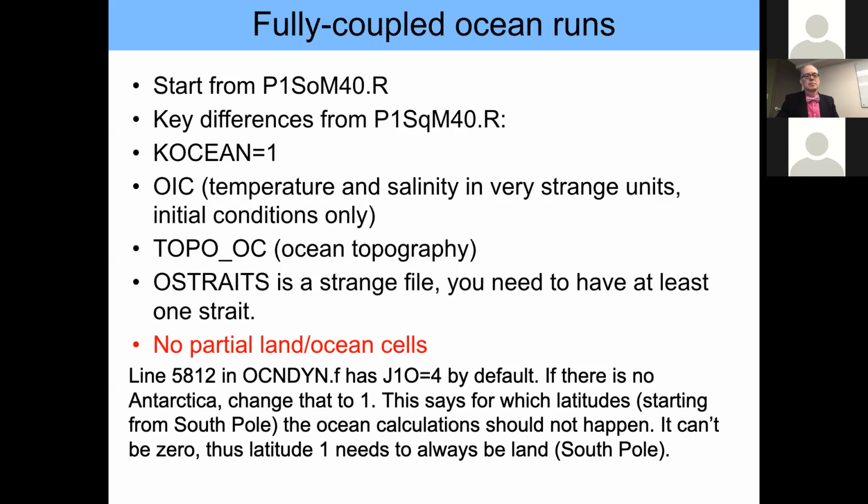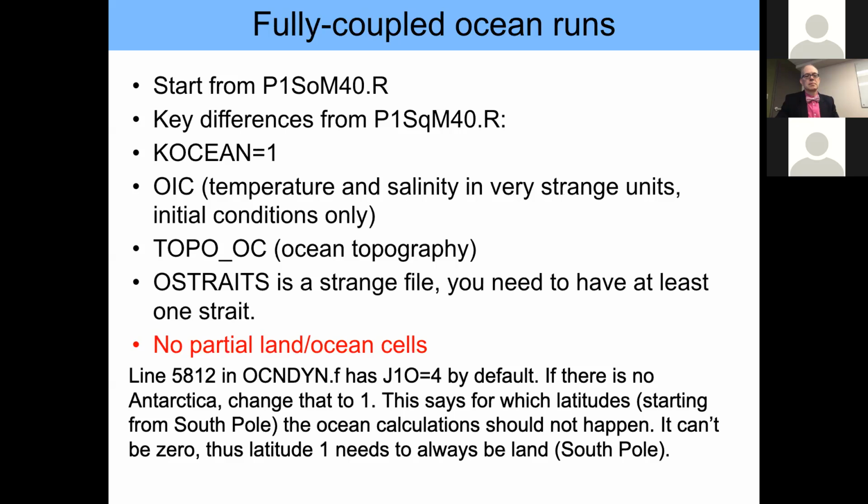So as Kosta showed, there are some key differences. One is the K-ocean flag, which tells it to use a fully coupled ocean. The OIC file is, again, the ocean initial conditions file. There are two or three key files here that are different. There's the ocean initial conditions file, and there's the topo OC file, which is the ocean bathymetry or ocean topography file.